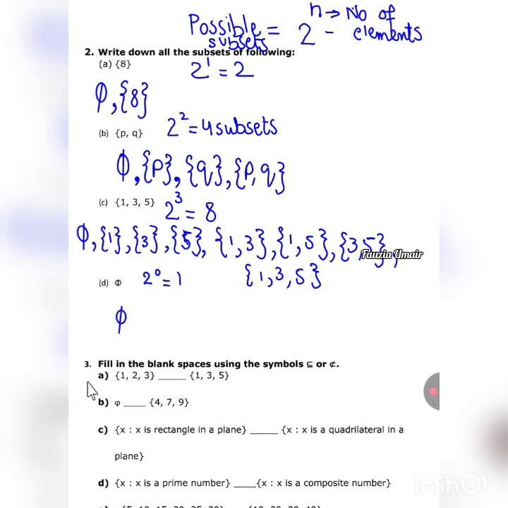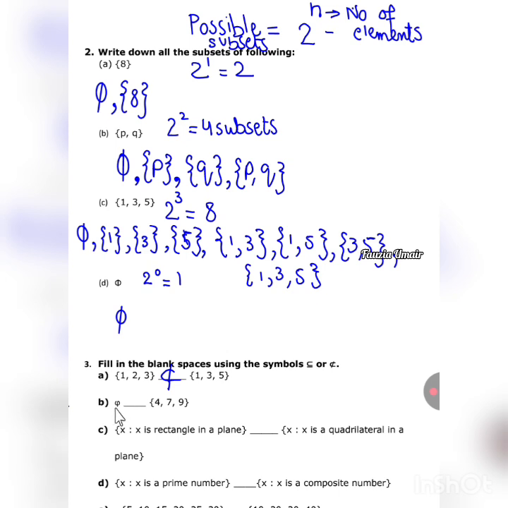All right. So moving on to question number 3. Question number 3 is that we need to use these two symbols to fill in the blanks. This symbol is for subset and this symbol is for not a subset. So let's start with the first part. Is {1, 2, 3} a subset or not a subset of {1, 3, 5}? For a subset, all the elements should be in the other set. So 1 is there, yes, 3 is there, but 2 is missing. So that's why this is not a subset.